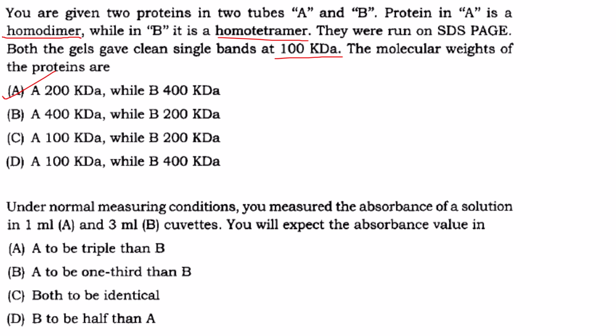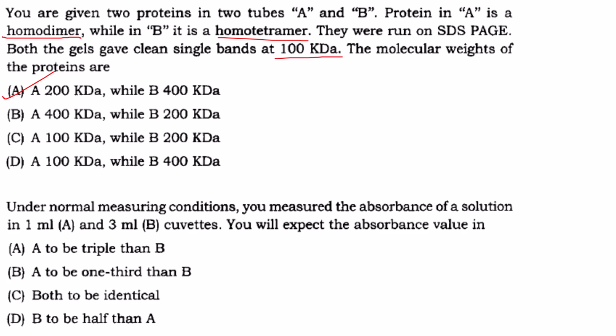Then homotetramer, tetramer is 4 subunits. So one monomer is 100 kDa, so 4 will be 400 kDa. So B will be 400 kDa. So the answer is A.